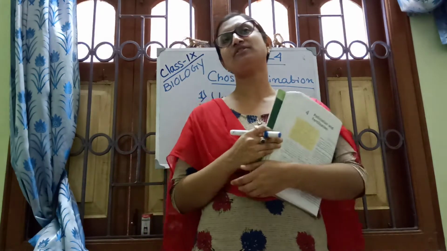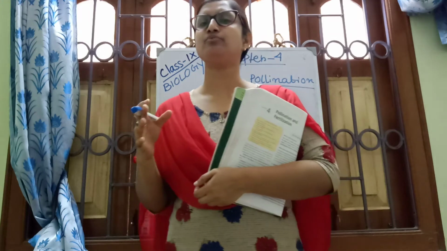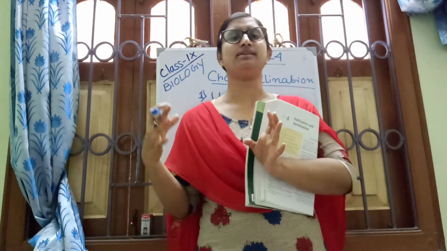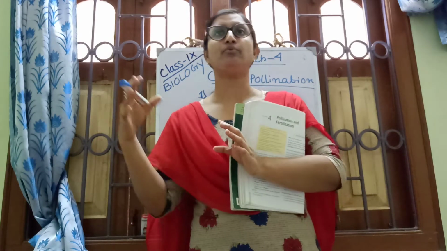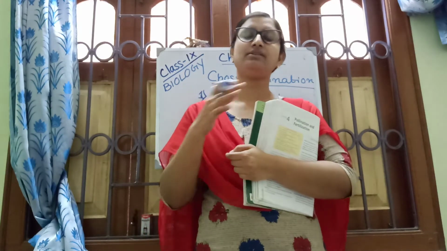Now the disadvantages. Cross-pollination is uncertain, because it depends on an agent. The plant has to produce large flowers, nectar and too much pollen grain, and many of the pollen grains are wasted. This is a disadvantage, but the advantages are more.